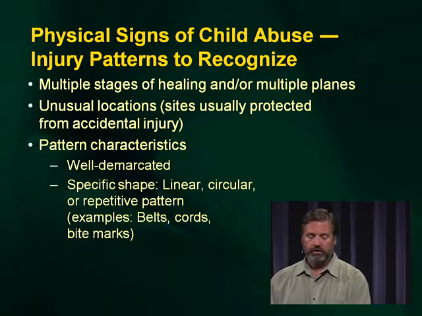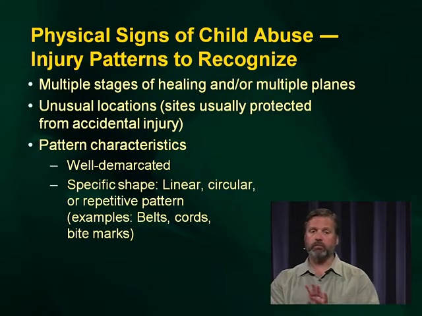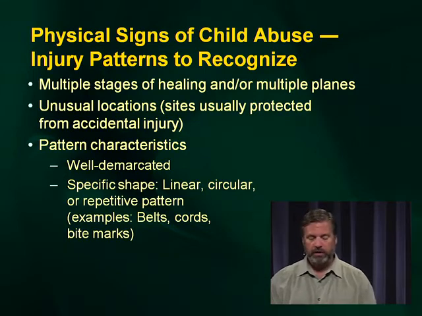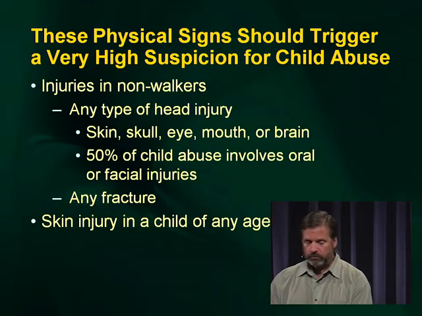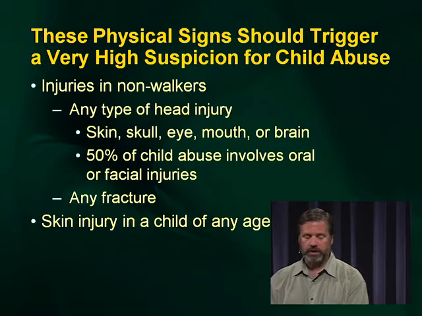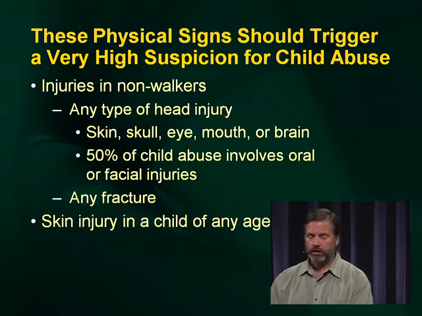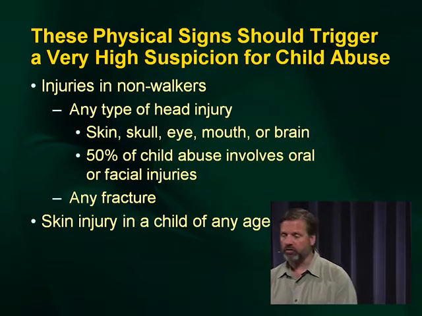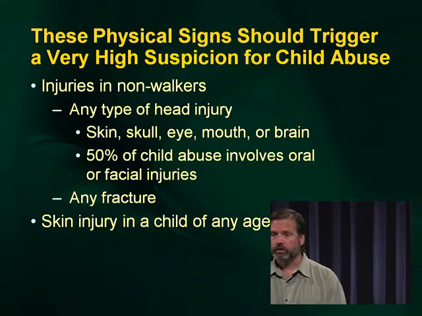So also recognize multiple stages of healing or multiple planes of injury. So as I say, if the bruises are brown, green, and yellow, those are all different stages of healing, and that indicates recurrent injury. Unusual locations, as I mentioned, pattern characteristics, if they're well demarcated, like linear, circular, or repetitive, not normal. Any injury in a non-walker, any type of head injury, skin, skull, eyes, mouth, brain, 50% of child abuse involves some sort of oral or facial injury. So over half the cases in these children.